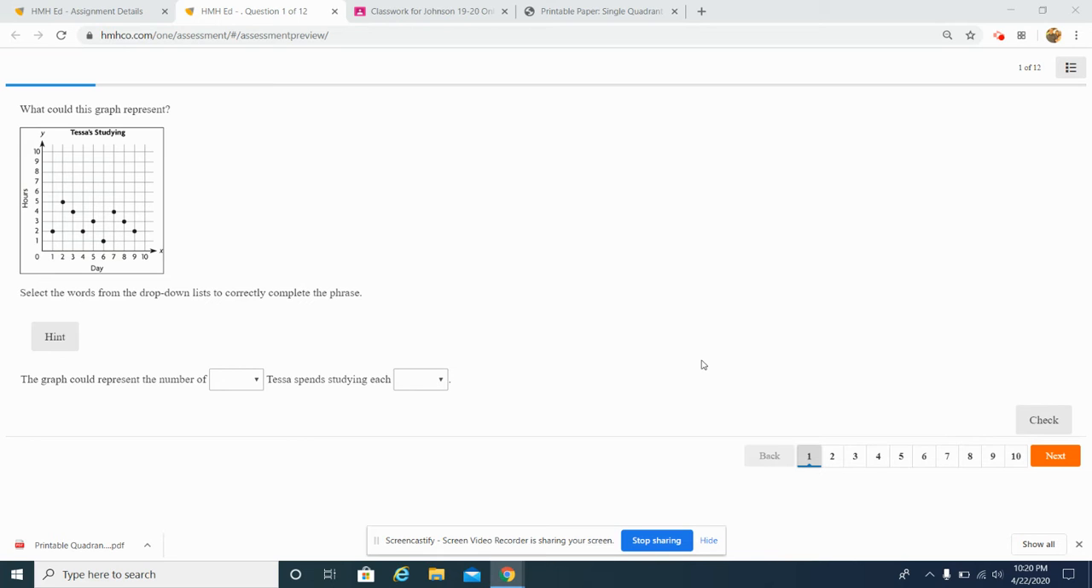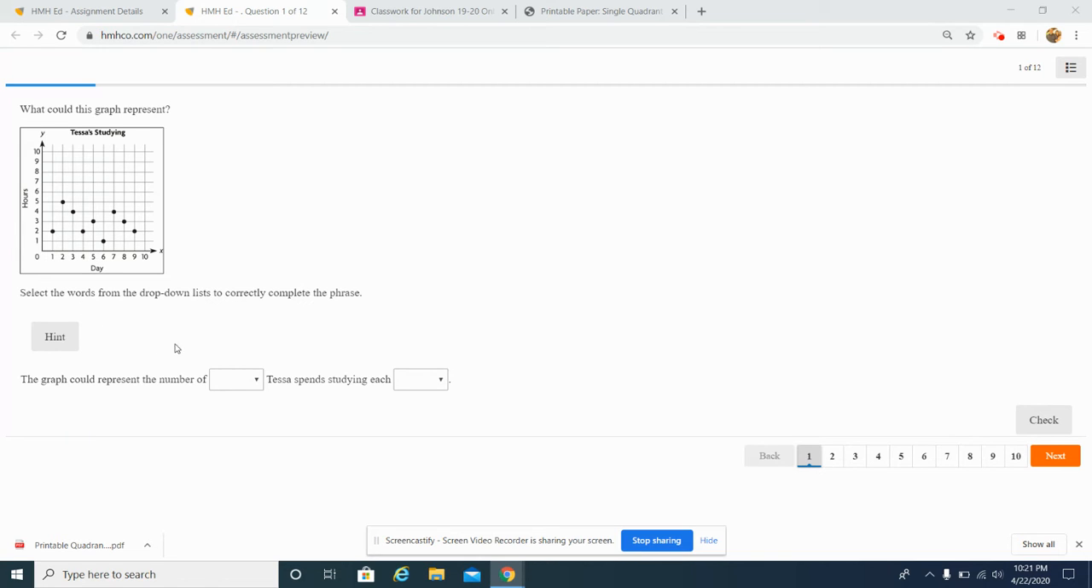So when we have a coordinate grid, there's usually a title. So we know that this data that was collected is Tessa's studying, okay? So our x-axis, what do you think that represents? The day that she studied. And our y-axis, what do you think? Hours that she studied on that day, okay?